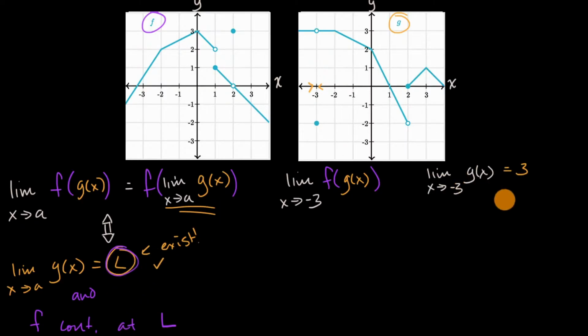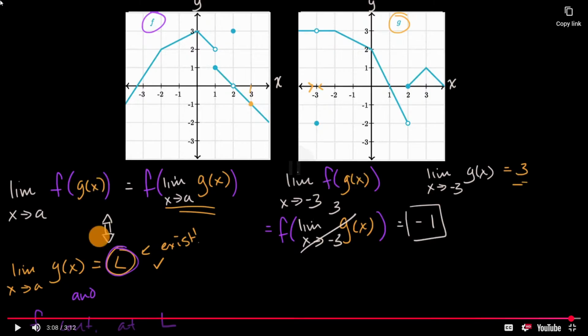And then the second question is, is our function f continuous at 3? Yes, it looks like at that point our function is definitely continuous. And so we could say that this limit equals f of the limit as x approaches -3 of g of x. We know that this limit is 3, and we know that f of 3 is going to be equal to -1.